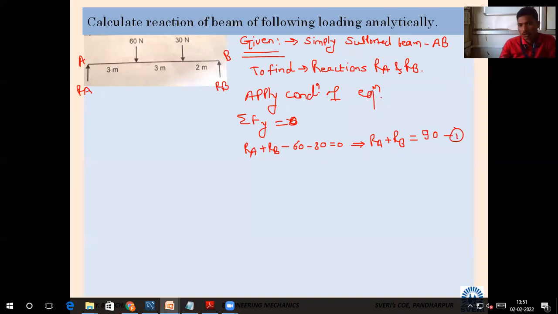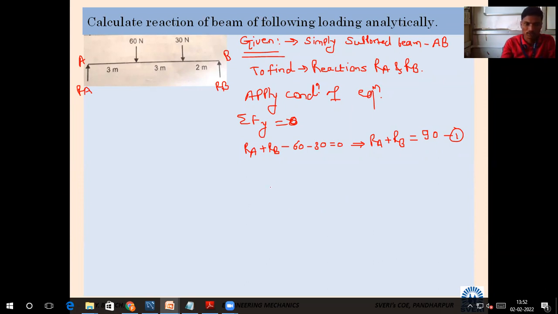Summation Fx we can't apply. Summation Fy we have applied, but we didn't get both reactions. Which condition remains for equilibrium? Summation of moment due to all the forces remains. So let us apply that.